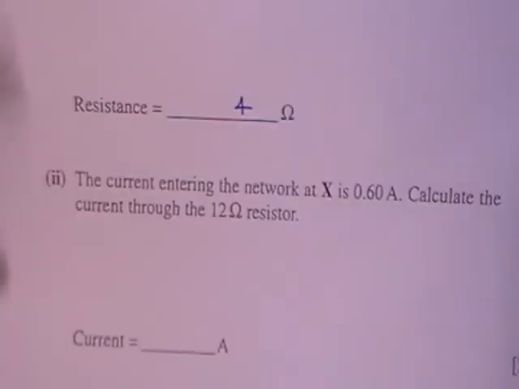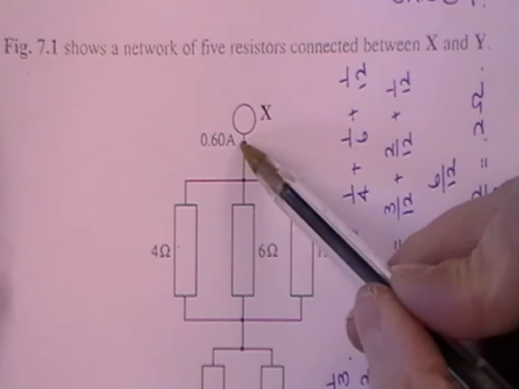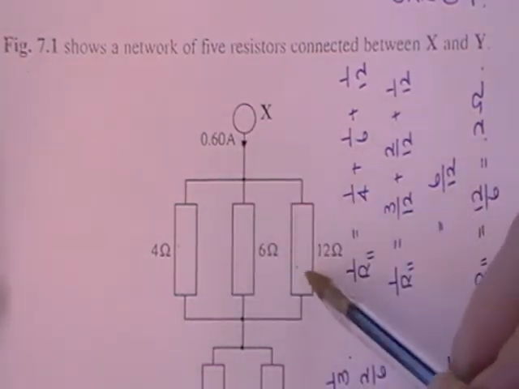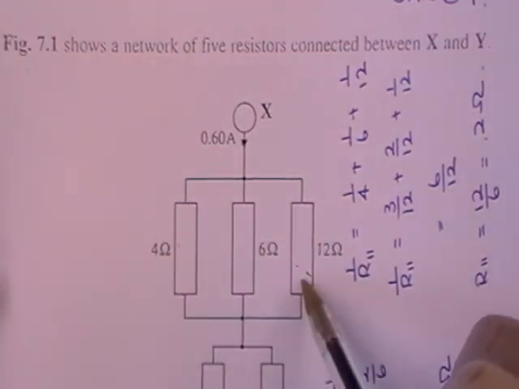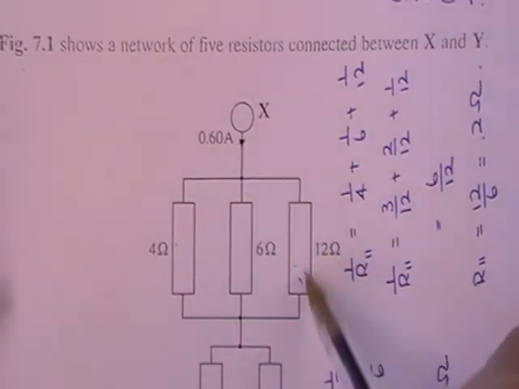It then tells you the current entering the network at X is 0.6 amps. Calculate the current through the 12 ohm resistor. So just to show you where X is here, and therefore the 0.6 amps is going to split up between each part. So I'm going to find the total voltage in this part here, and then I'm going to use that voltage and use the resistance, 12 ohm resistance, to calculate the current in this bit alone.